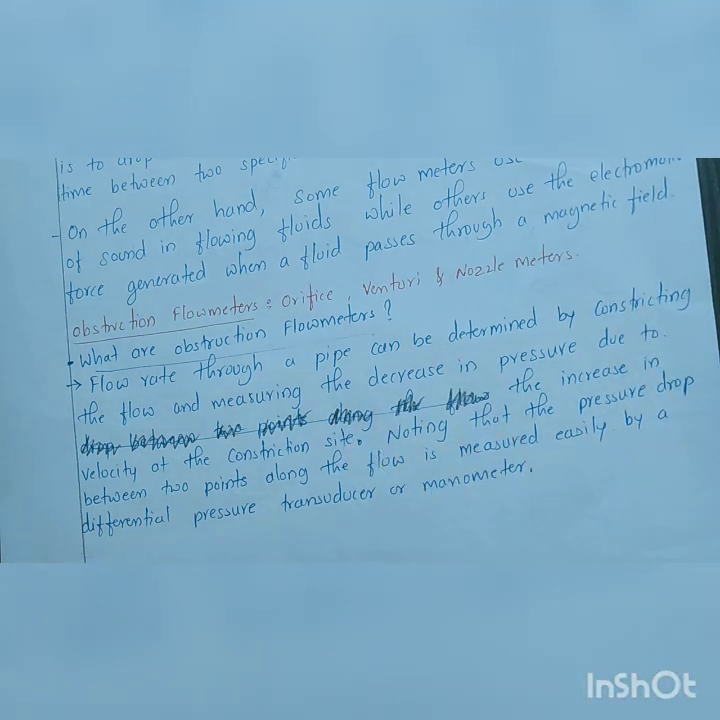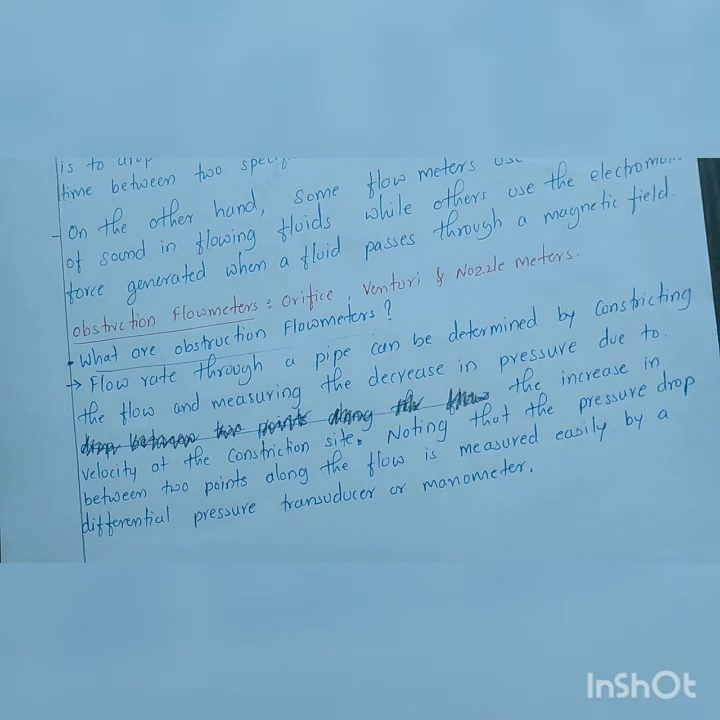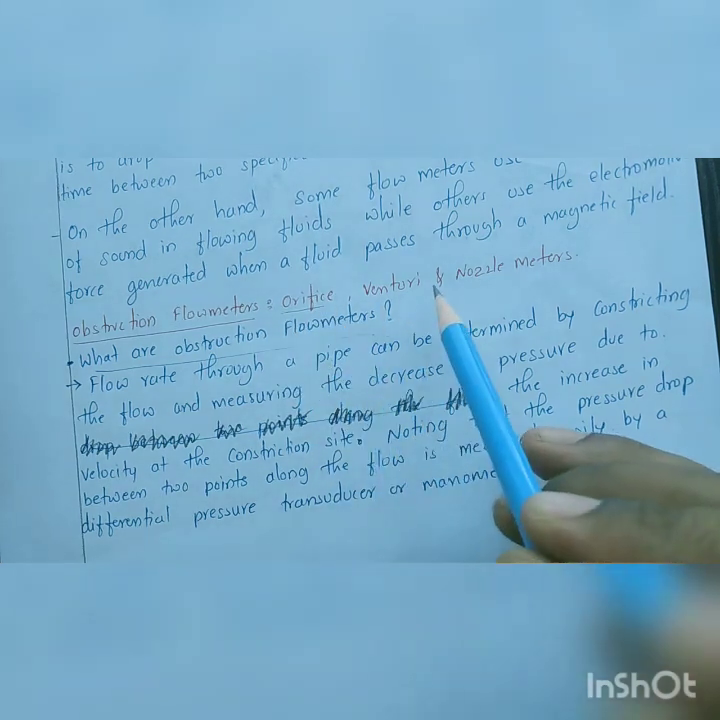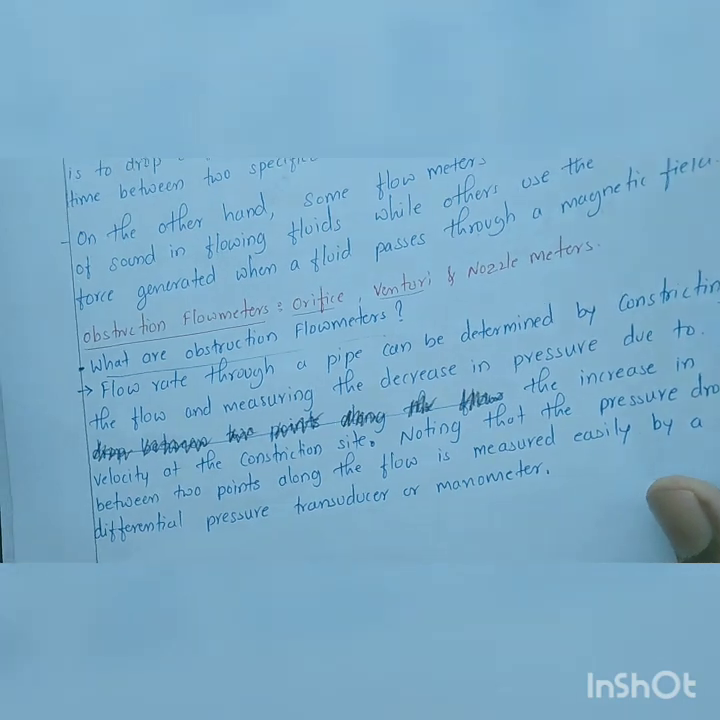So you are going to make an obstruction. When the fluid flows through that obstruction, its pressure drops and velocity increases. That change in pressure, we make use of that and find the discharge. So this is nothing but obstruction flow meters. What are the examples of obstruction flow meters? Orifice meter, venturi meter, nozzle meter, all these are examples of obstruction flow meters.